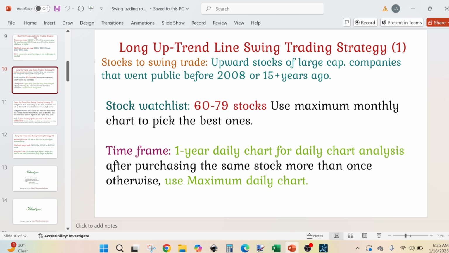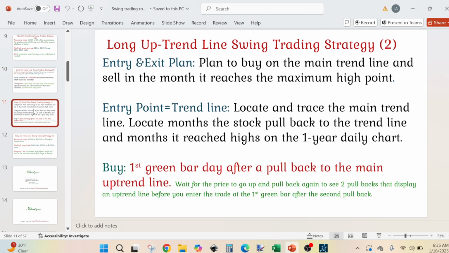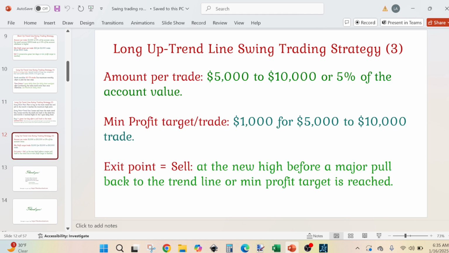And we chose the daily chart. That's the daily chart we swing trade, but we are using the maximum daily chart to analyze our stocks because the long trend line is low for some stocks. Therefore, the maximum chart, showing us multiple years on the screen, allows us to see those low trend lines. And the trend line that we trace and color purple is our entry point for those stocks. So we'll buy when we have a few higher lows around the trend line, and we will sell when the price reaches a new high or our minimum profit target is reached.